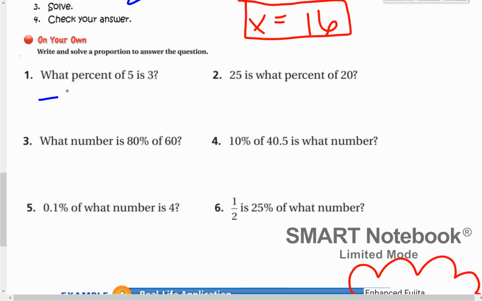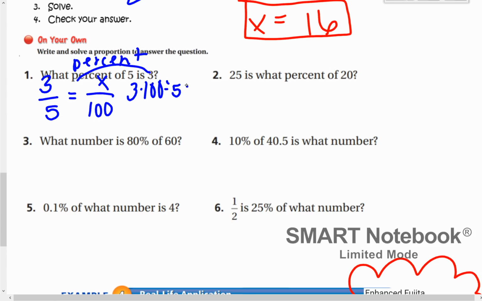So we always set up with a proportion, so line equals line. What percent, so that already tells us we're missing the percent, so that's our x. Percent is always out of 100. What percent is 3 of 5? So 3 is our part, 5 is our whole. Cross products, we would have 3 times 100 equals 5 times x. Divide by 5, divide by 5. We get x is equal to 60. We were missing percent, so 60%.